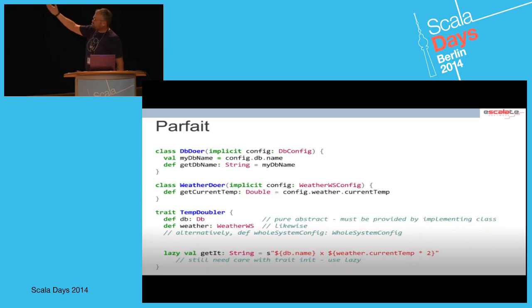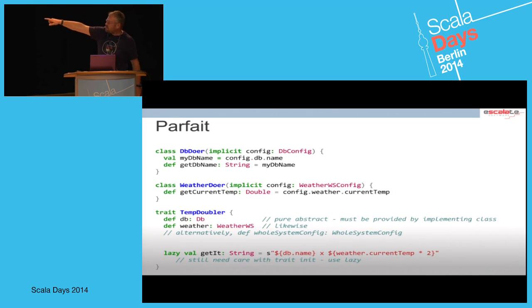Now to use it, we have a class called DB-doer. It does something with the database. This guy just says, I need an implicit DB config defined. Then it can use the fields from that. It's all type safe. They've got to be there. Everyone's happy. The compiler takes care of all that. The weather does a similar thing, but says, okay, I need the weather config there. And that now has the weather config.